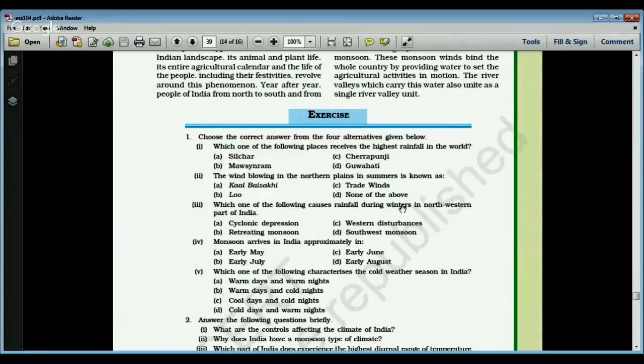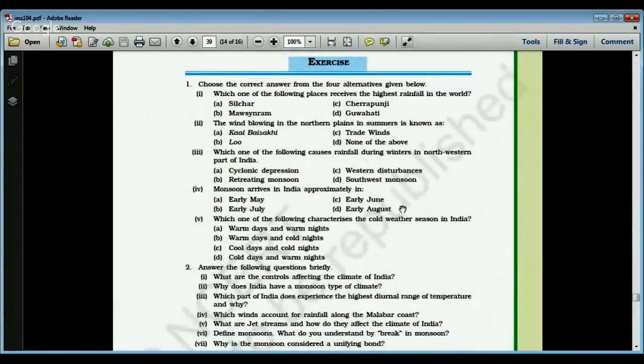Monsoon arrives in India approximately in early June. We have seen that it enters at the Kerala coast. Then, which of the following characterizes the cold weather season of India? It is warm days and cold nights.